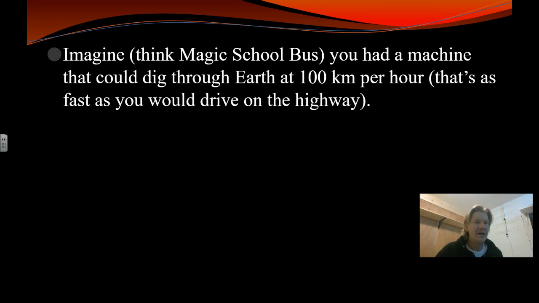So we're going to go on a journey today. Think Magic School Bus kind of journey. I can't really take you there, but we're going to use our imagination. So imagine you had a machine that could dig through Earth at 100 kilometers per hour. That's like highway speed, how fast you should drive on the highway. Maybe some of your parents drive a lot faster than that, but that's the highway speed on most of our highways. Totally impossible, totally fictional. Drilling is a very, very slow process. But if there was some kind of crazy machine that could dig at 100 kilometers an hour, straight down, this is what would happen.